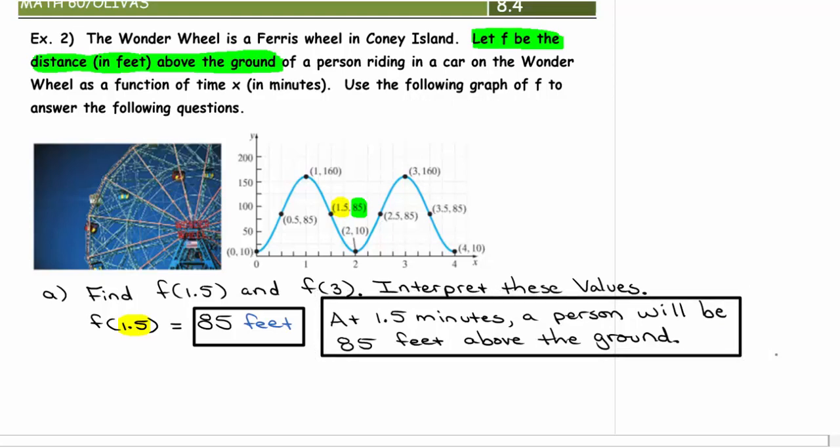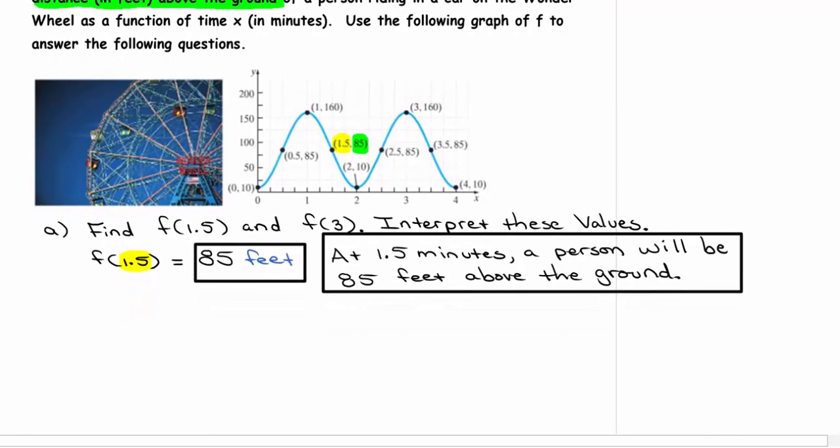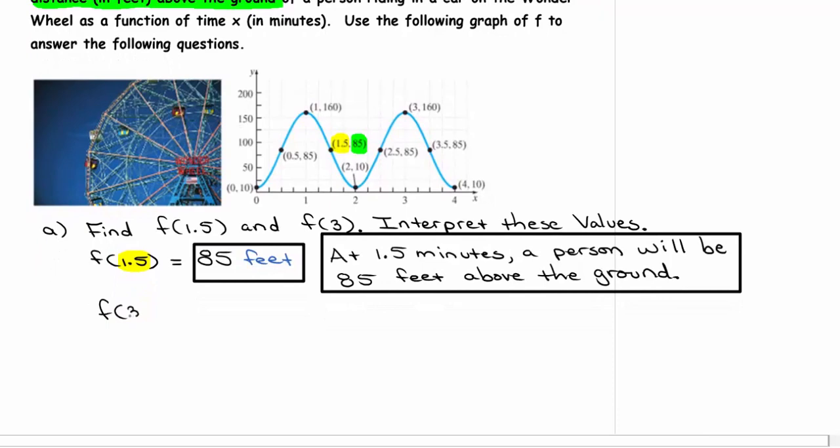F of 3. F of 3 is going to be equal to, let's see, I'm going to erase what I highlighted up here so it stands out a little bit more for us. I'm looking for where x is equal to 3. X is equal to 3 at this point right up here. And then I look to see what the y value is. The y value that corresponds to that x value is 160. Therefore, f of 3 is equal to 160. But 160 what? It's going to be equal to 160 feet, right?